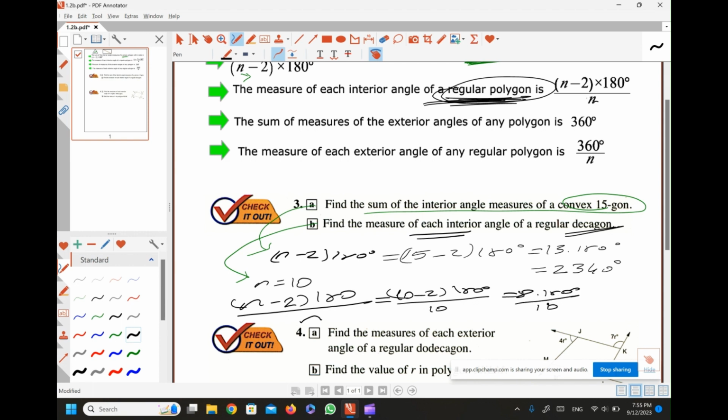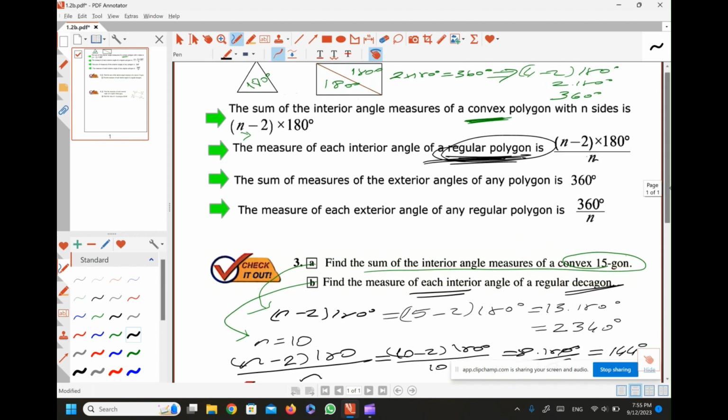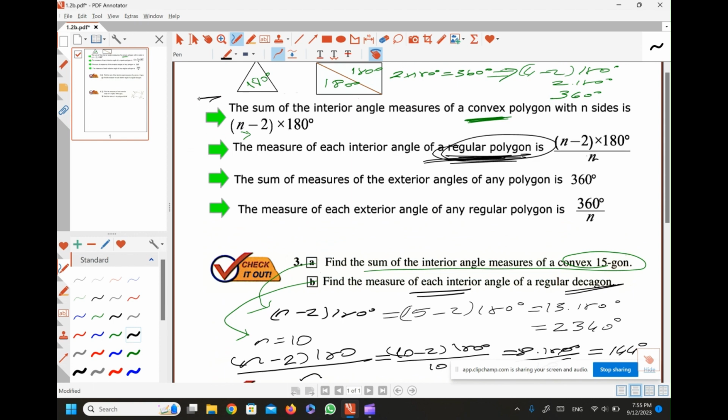You can simplify 10 and 180. You'll get 8 times 18, which will give you 144 degrees. So this is the measure of each interior angle in a regular decagon. They're all 144 degrees. Okay. So we are done with solving questions about the first two theorems.